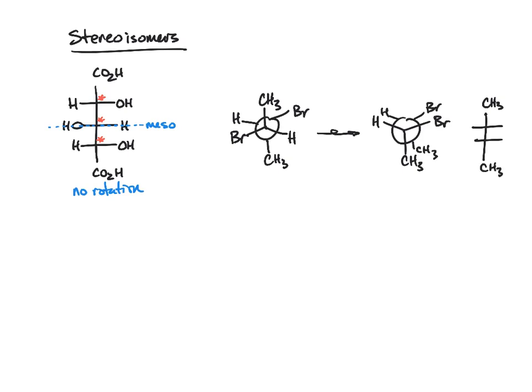What should go on the left here? So now you can see that this plane bisects the actual bond itself. So meso has stereogenic carbons, but has an internal mirror plane.